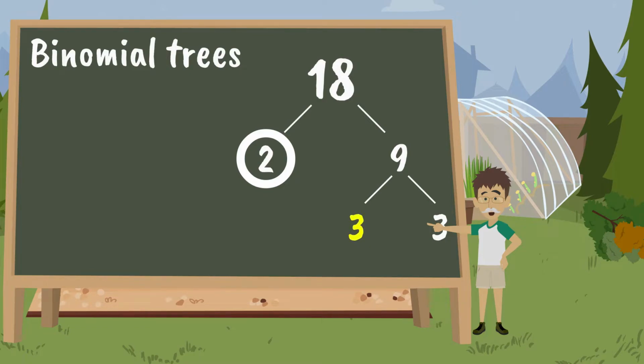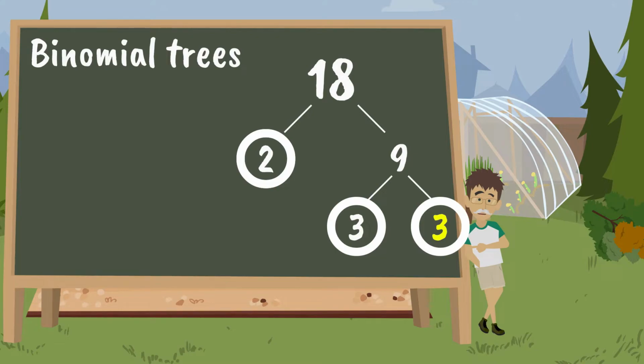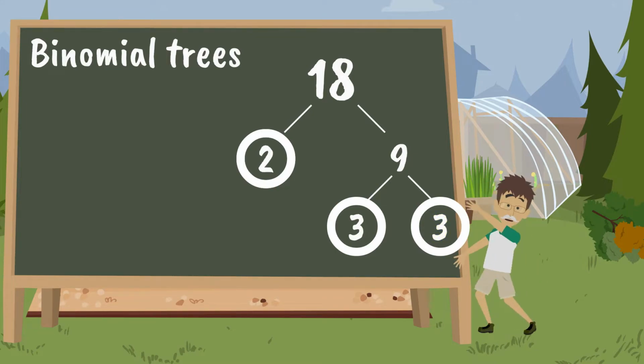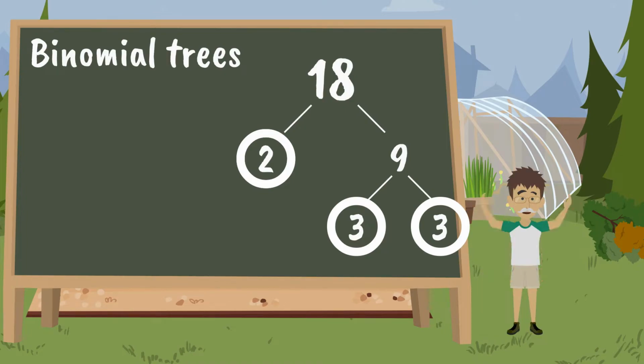Is 2 times a number 3? No. Is 3 times a number equal to 3? Yes. In fact, 3 is a prime number. I circle it. The same is true with the other 3. It is prime as well, so I circled it. Notice that the numbers at the bottom of our tree are all circled. This lets us know that this process is complete.